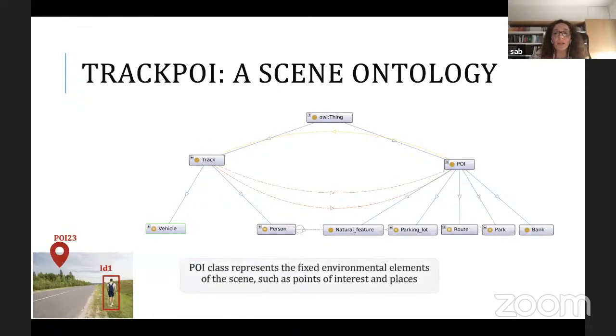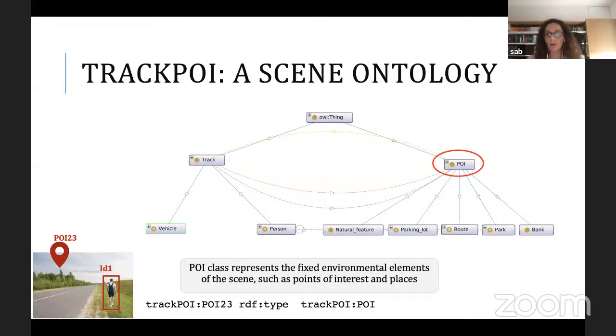Then similarly, we can add some information about poi. For instance, we know that this point of interest is numbered 23. We can collect that the point of interest 23 belongs to the class point of interest. If we have additional detail, for instance, in the previous slide we have that the man is on the lawn, and in this slide there is no concept lawn, we can add track poi RDF type track poi lawn, in order to specify that this track represents the lawn.